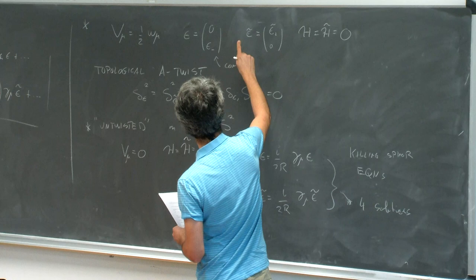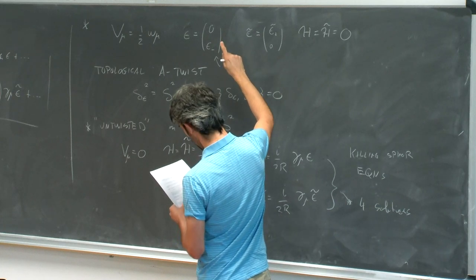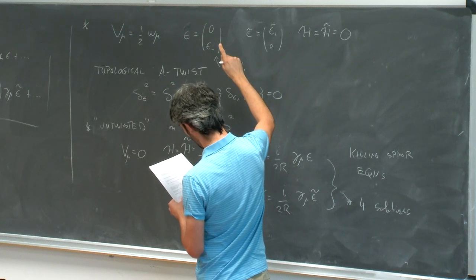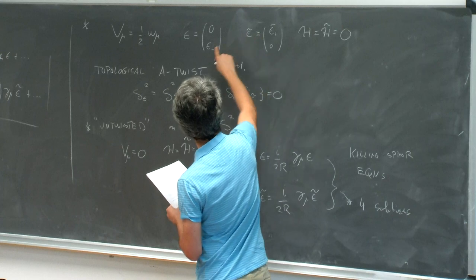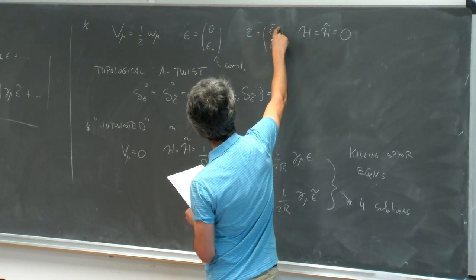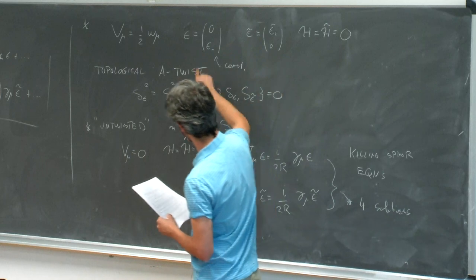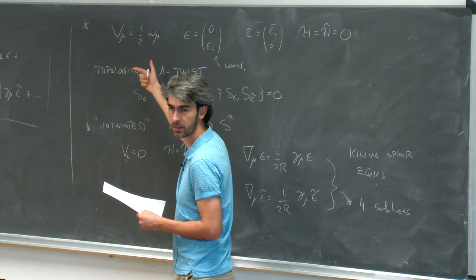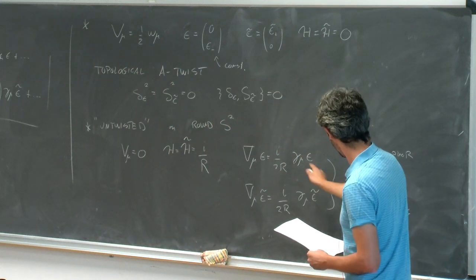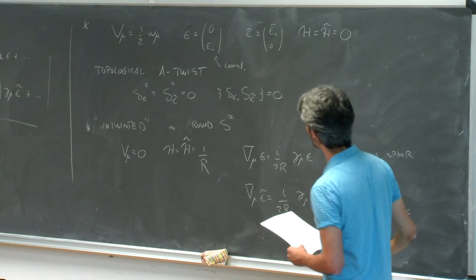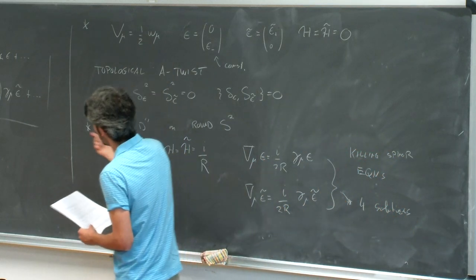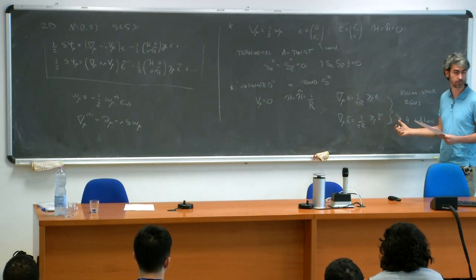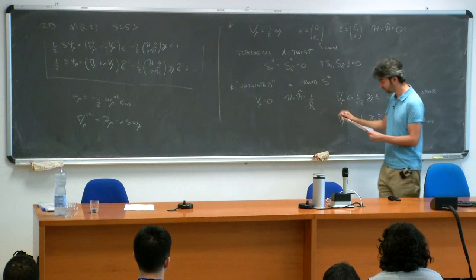So in the topological twist, there are two solutions. One solution is epsilon minus, and one solution is epsilon tilde plus. So in the topological twist, we break half of the supersymmetry, so we can preserve only half of the supercharges. But in this case, we find four solutions. So in fact, we started with four, and we can preserve all of them on the S2. So this solution preserves more supersymmetries.